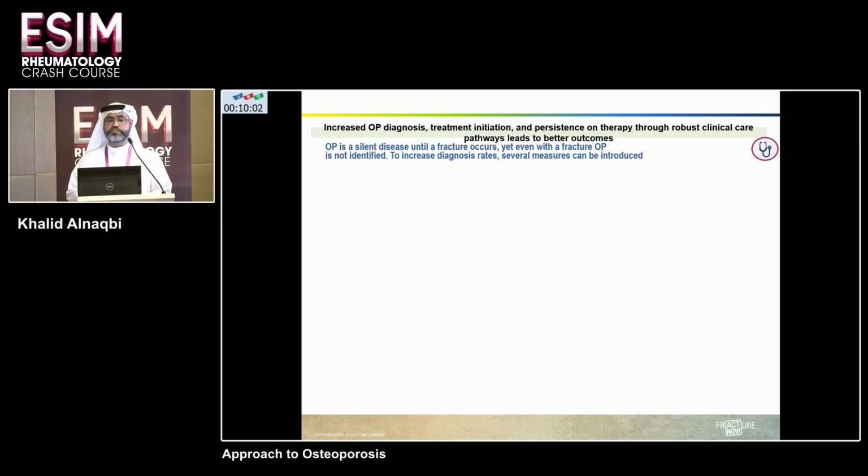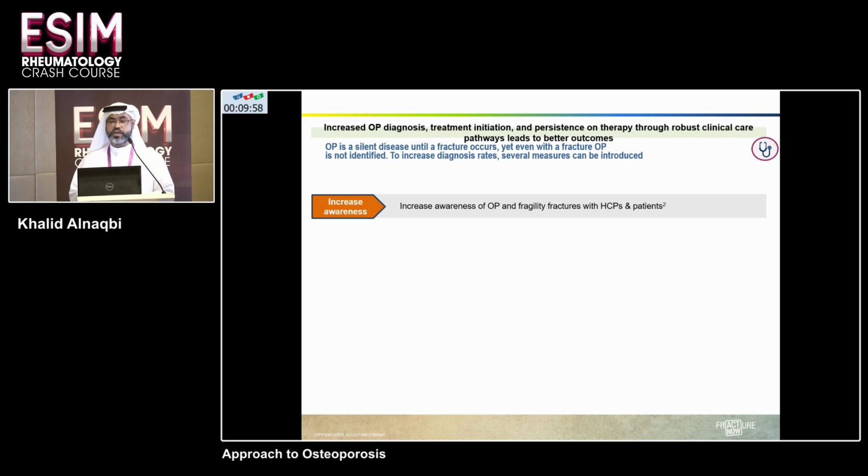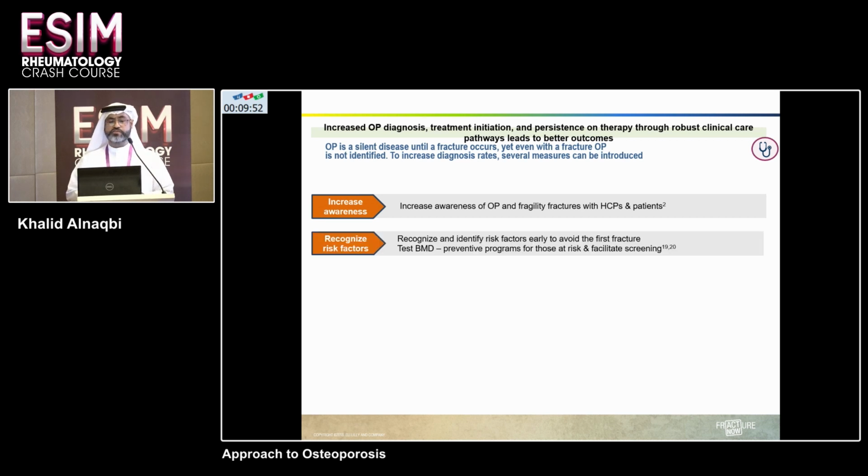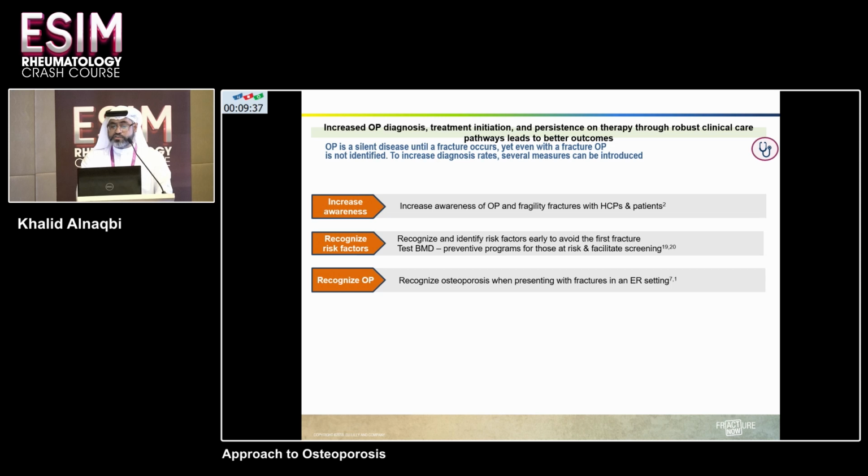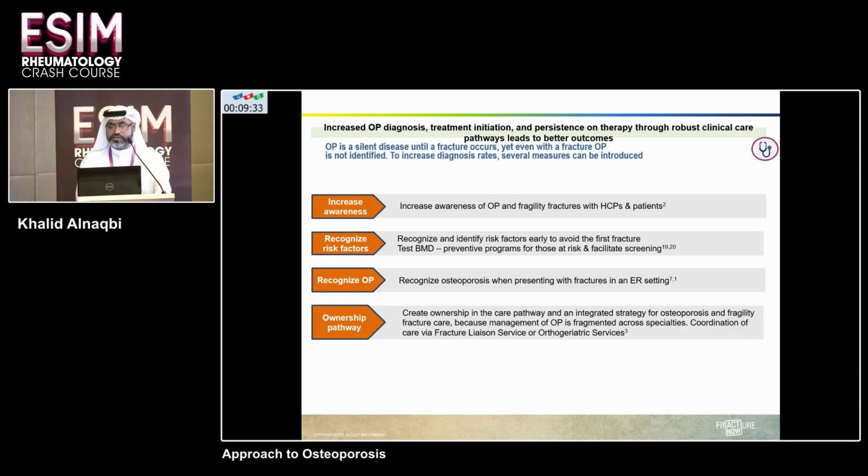Osteoporosis is a silent disease until a fracture occurs, and I mentioned that already. So we need to increase awareness of osteoporosis and fragility fractures among healthcare professionals and patients. Recognize risk factors early to avoid the first fracture. We need to test BMD when necessary, when there are risk factors and as age appropriate. We have preventive programs for those at risk and facilitate screening. We need to recognize osteoporosis when patients present with fractures in an early ER setting.